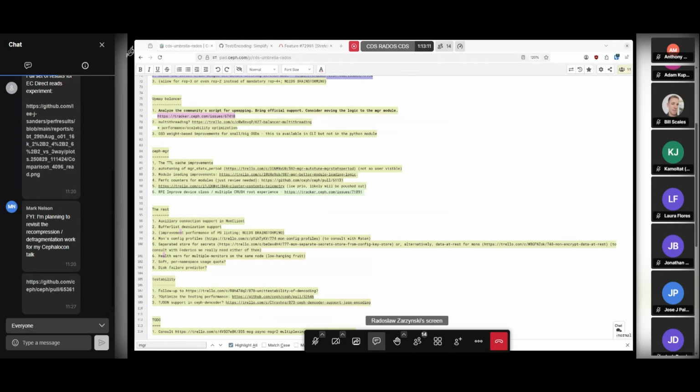Okay, I believe that's the end of the official part of the sweep over the features and bug fixes we plan for Umbrella. Now, as an extension, maybe not even official, we can get back to the discussion from the beginning of the meeting. Adam, Mark, if you want to continue, please feel free.